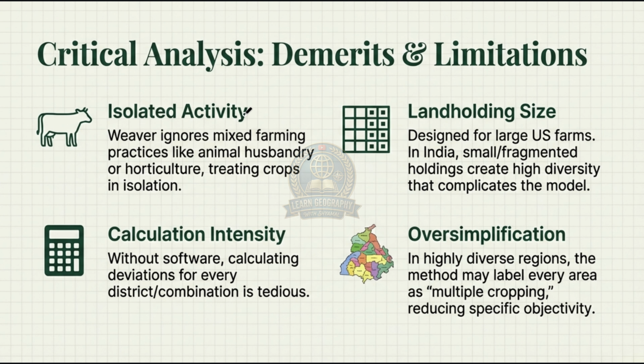Okay, critical analysis of his model, that means demerits and limitations. Isolated activity: Weber ignores mixed farming practices like animal husbandry or horticulture, treating crops in isolation. Landholding size: designed for large US farms, in India small fragmented holdings create high diversity that complicates the model. Calculation intensity: without software, calculating deviations for every district combination is tedious. Oversimplification: in highly diverse regions, the method may label every area as multiple cropping, reducing specific objectivity.